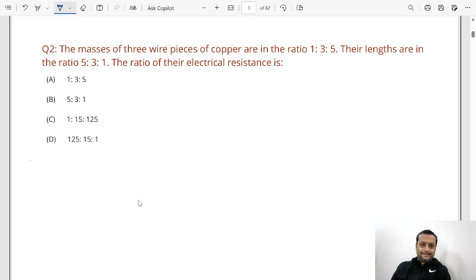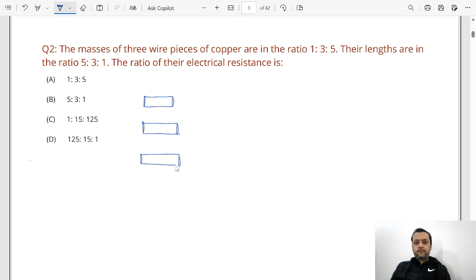All right. So let us see this question. There are three pieces of copper wire whose masses are in the ratio 1 is to 3 is to 5. The lengths are in the ratio 5 is to 3 is to 1. We have to find the ratio of the electrical resistance. Now look, suppose this is the first piece of the wire, this is the second piece, and this is the third piece.